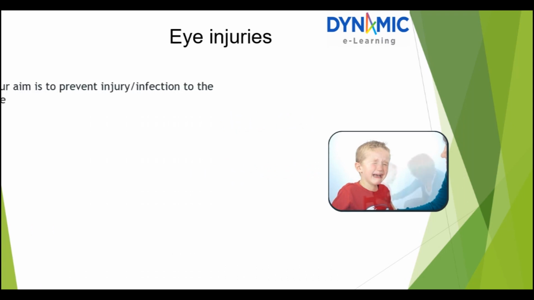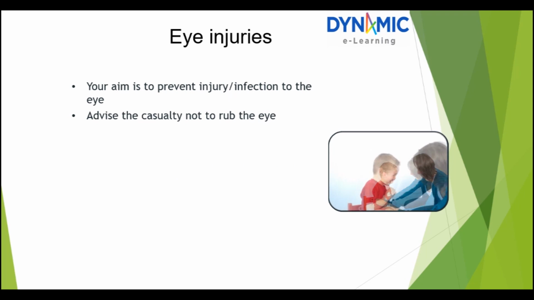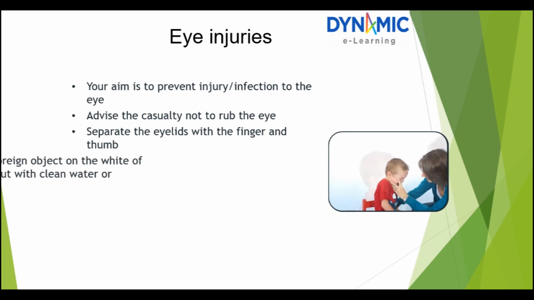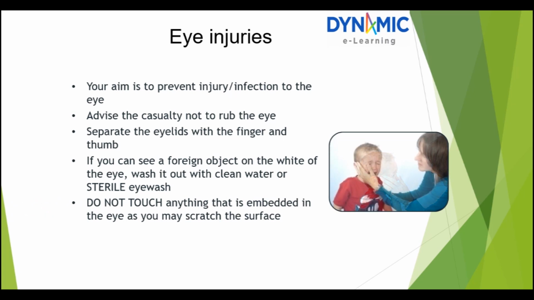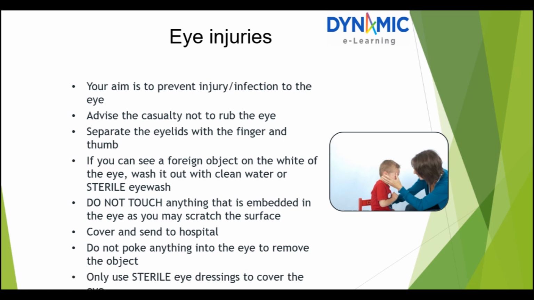Foreign body and eye injuries. Your aim is to prevent any injury or infection to the eye, so you advise the casualty not to rub the eye. Wearing your gloves, you separate the eyelids with finger and thumb. If you can see a foreign object on the white of the eye, wash it out with clean water or sterile eye wash. Do not touch anything that's embedded in the eye, as you may scratch the surface. Cover the eye and send to hospital. Do not poke anything into the eye to remove the object, and only use sterile eye dressings to cover the eye.